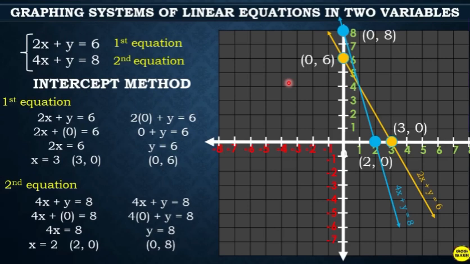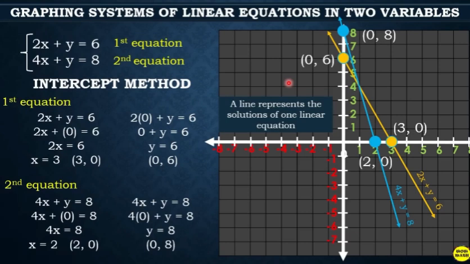Now, remember, kung babalikan natin yung concept ng ating linear equation, di ba? A line represents the solutions of one linear equation. So, halimbawa, itong line na to, itong graph ni 4x plus y equals 8. Lahat ng coordinates nito ay solutions ng 4x plus y equals 8. Ganon din to, lahat ng ordered pair o coordinates nitong graph na to ay solution din ni 2x plus y equals 6.